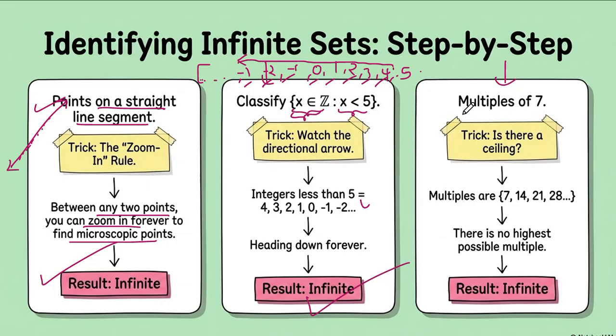Next, multiples of 7. Multiples of 7 means 7, 14, 21, 28. It is going on. The last number is not 70. After that also it will be 77 and so on. It continues, so there is no end here also. So this is also an example of an infinite set.